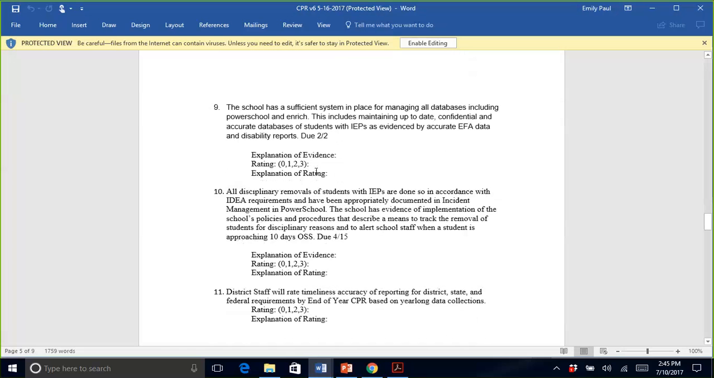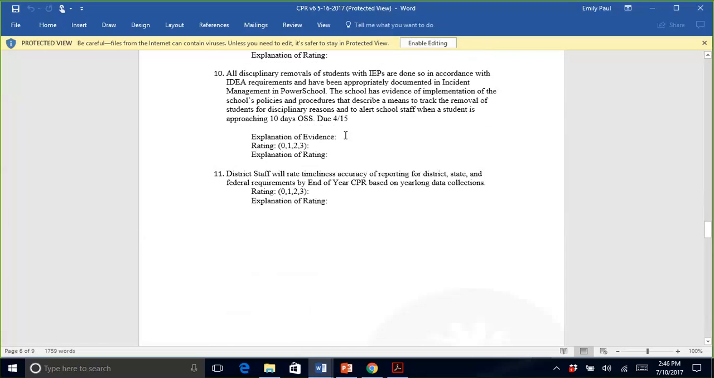Nine, you have a system in place for managing your databases. That's including PowerSchool. We look at our EFA codes, and then Enrich, making sure everything's accurate in there. Ten is discipline, and we combined all of the discipline items from the old CPR into number 10.